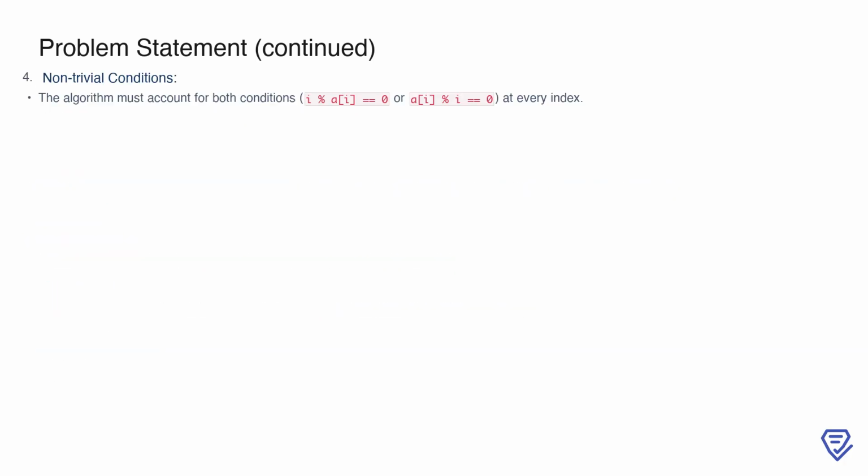Finally, it's important to highlight the non-trivial nature of the conditions that the algorithm must check. For each index in the arrangement, the algorithm needs to verify that either the index is divisible by the number at that position or the number at that position is divisible by the index. Both conditions must be accounted for at every step to ensure only valid arrangements are included in the final count. This requires careful implementation and efficiency, especially as n grows larger, to handle the increasing number of permutations effectively.